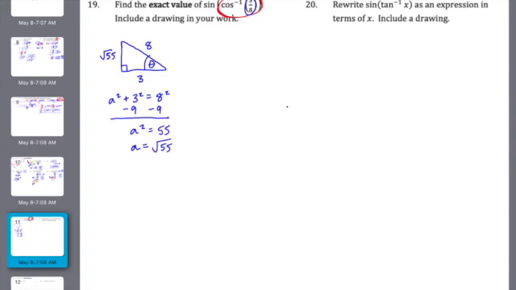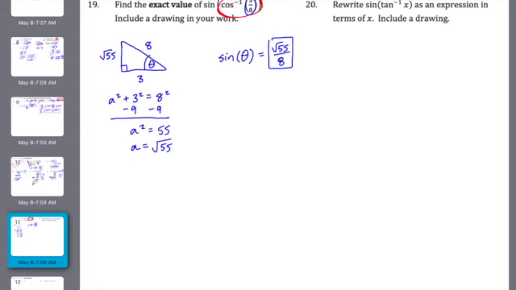All right, so now I know that the sine of theta is my opposite over my hypotenuse. Well, my opposite is that root 55, and my hypotenuse is 8. So root 55 over 8 is our answer.